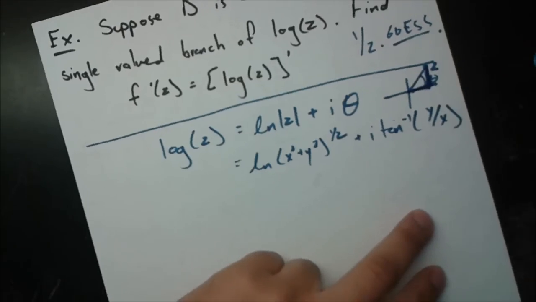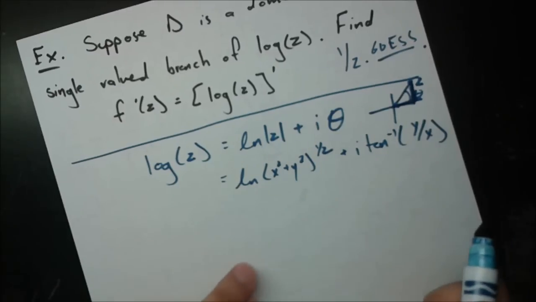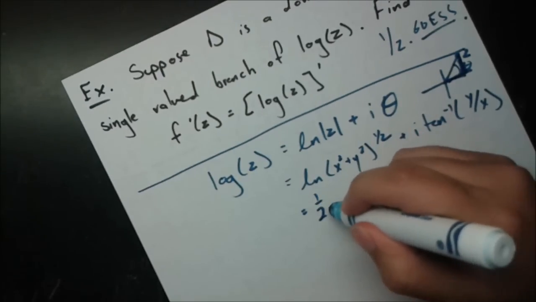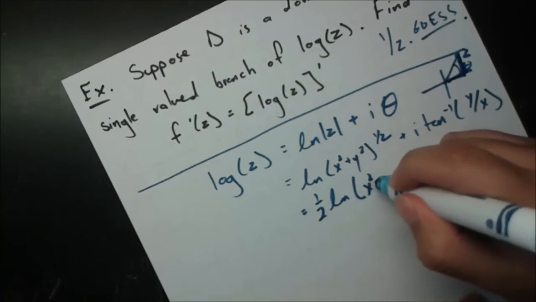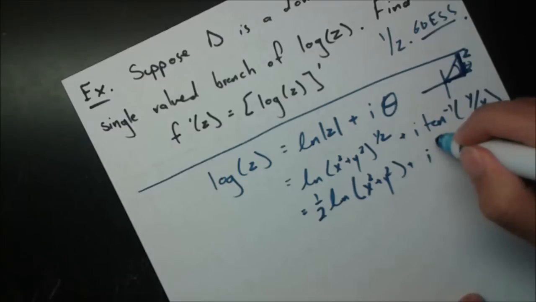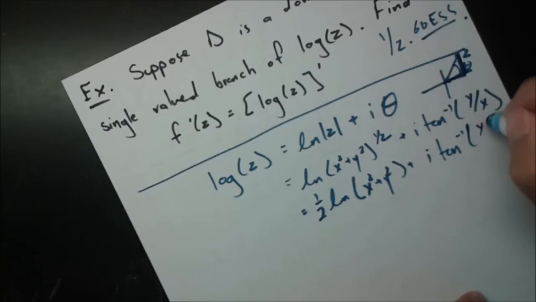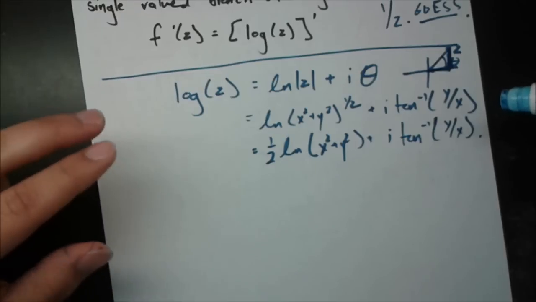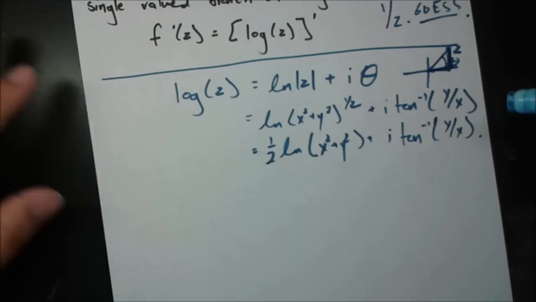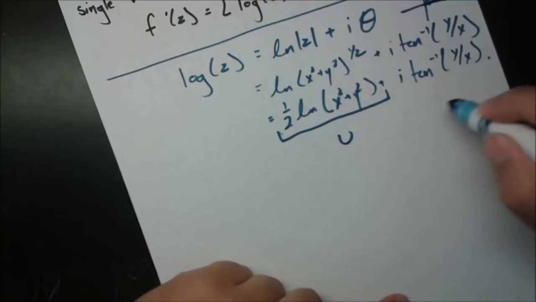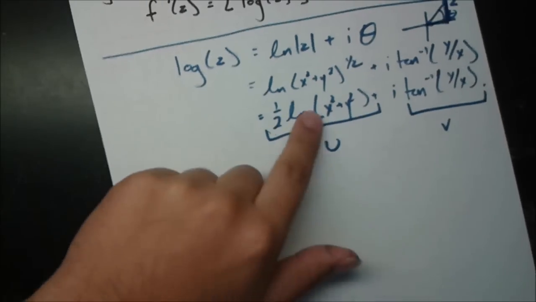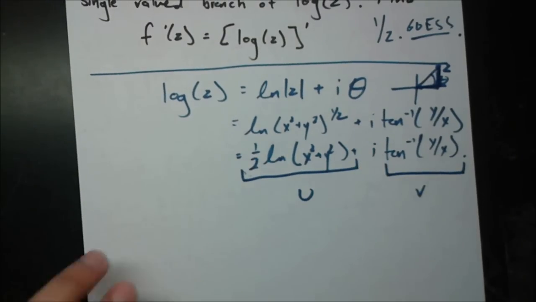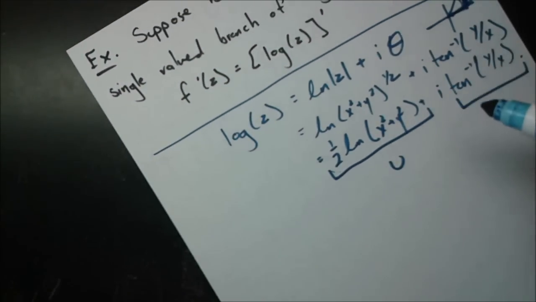Because remember, if we want this theta, we do arctan of rise over run, so slope basically, y over x. Okay, so now that we have it in terms of x and y, we can play with it a little bit. The first thing I want to do is take this 1/2 down, which is a rule of logarithms: 1/2 natural log of x squared plus y squared plus i inverse tan of y over x. Notice we put this into an f equals u plus iv form, because this is our u and this is our v. They're both real valued functions, and v is the imaginary part because it has an i in front of it. So this is very good, because now we can start looking at whether the Cauchy-Riemann equations are met.